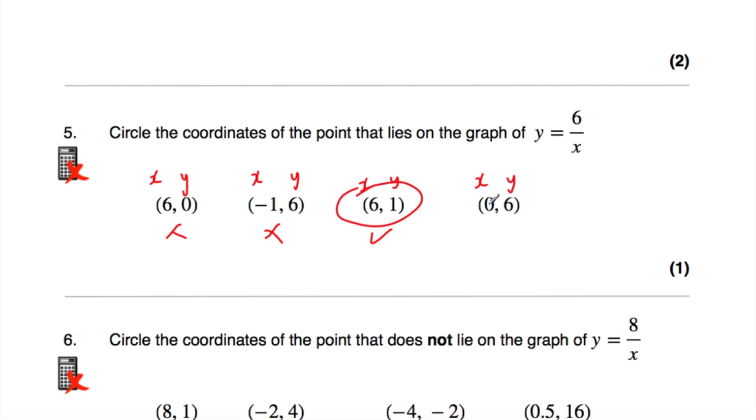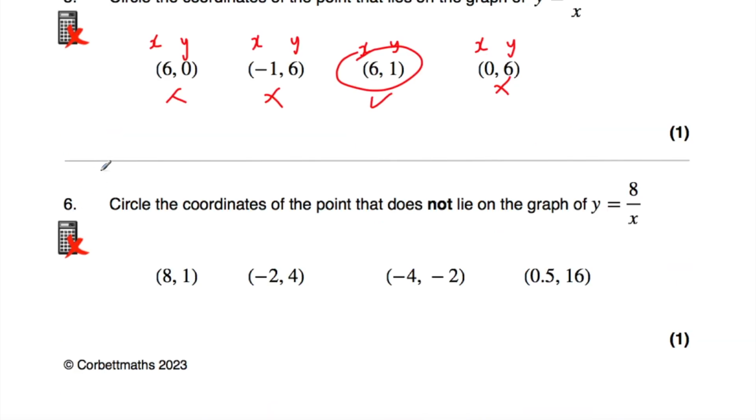And then this one here, if x is equal to 0, you'd have 6 divided by 0. That's a math error if you do it in your calculator. If x is equal to 0, that'll be on the y-axis, and this graph doesn't actually reach the y-axis. So it's not that one either. So that's the point that lies on the graph of y equals 6 over x. It'll be 6, 1. And that's it.